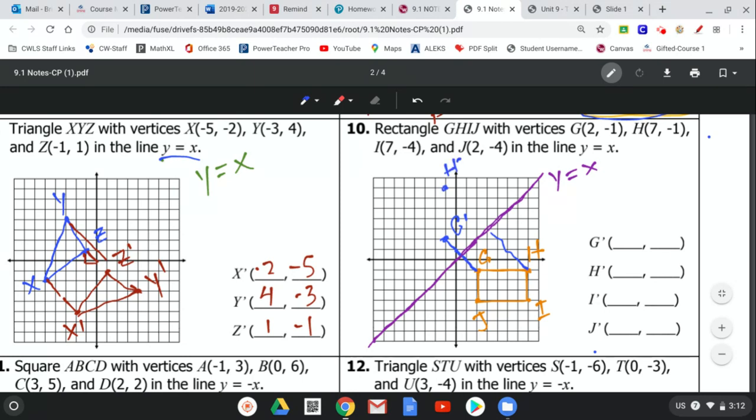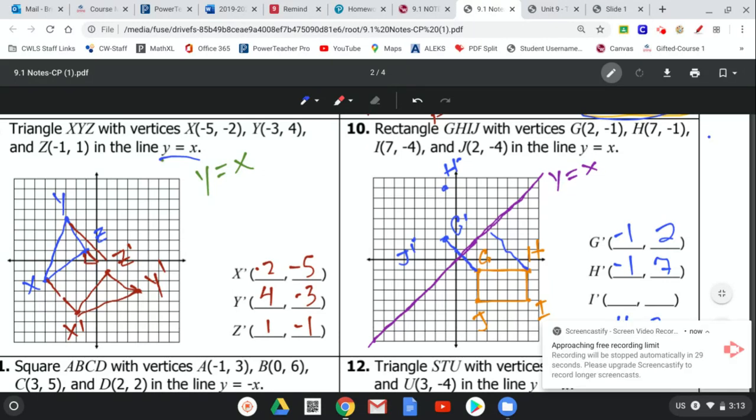All right, before we get ahead of ourselves, let's find those coordinates. So for G, it's going to be negative 1, 2. And H is going to be, again, negative 1, 7. All right, so now we got to find J. J is 1, 2, 3. So we're going to go 1, 2, 3. So that's going to be J prime. And J prime is going to be negative 4, 2. And the last one is I.